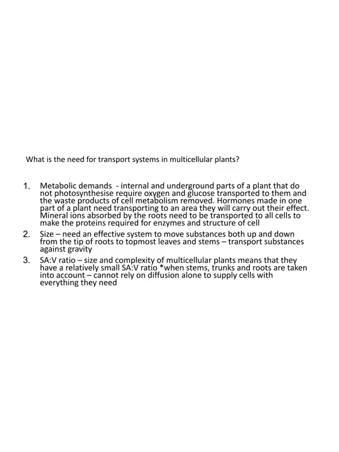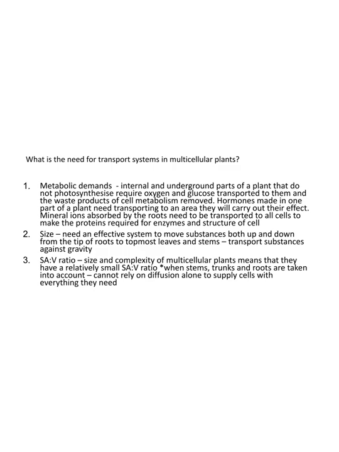Hormones made in one area of a plant need to be transported to another area to carry out an effect, and mineral ions absorbed by the roots from the soil need to be transported to all cells to make the proteins required for enzymes and the structure of the cell.